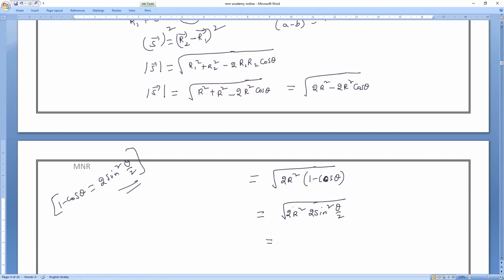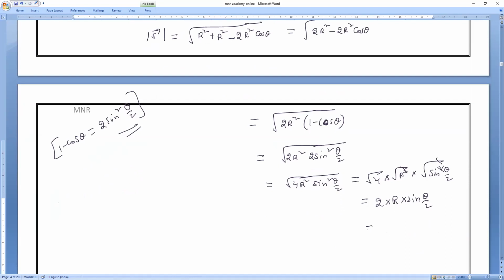So which is equal to, check it. This 2r square means, 2 twos are how much? 4. 4r square sine square theta by 2. So everywhere I will take the root. What will become? Root 4 into root r square into root sine square theta by 2. Root 4 means 2, so 2 into r, square and root will get cancelled. What will come here? Sine theta by 2.